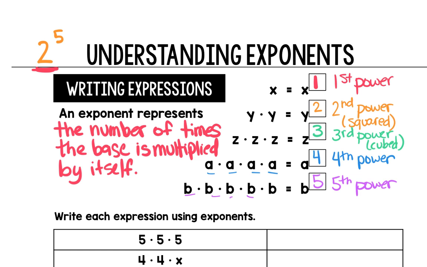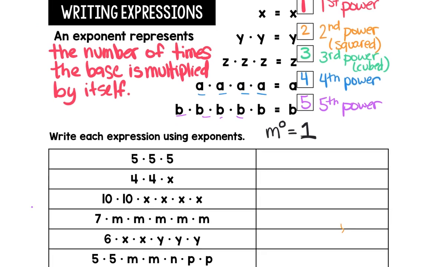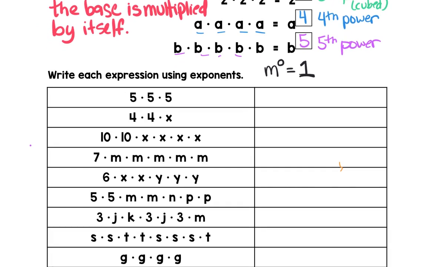One more thing that I want to note is the 0 power. So if we have m to the 0 power, that is always going to simplify down to 1. It means there's 0 m's that we're multiplying by each other, and that anything to the 0 power is always going to be 1. We use exponents to simplify expressions.